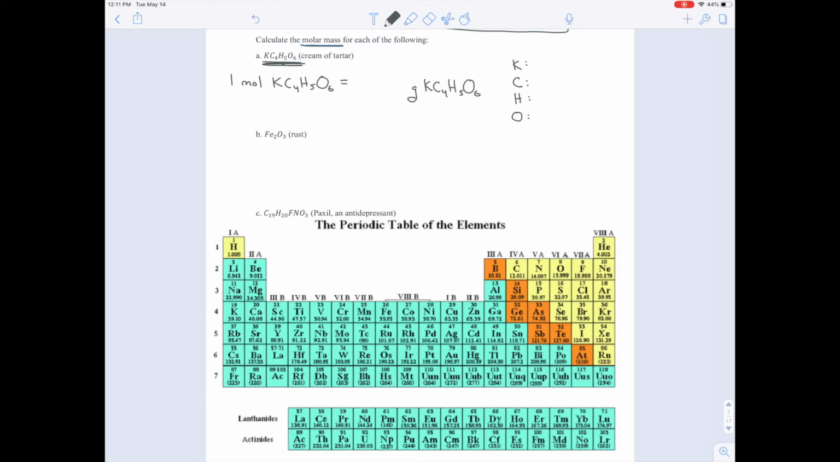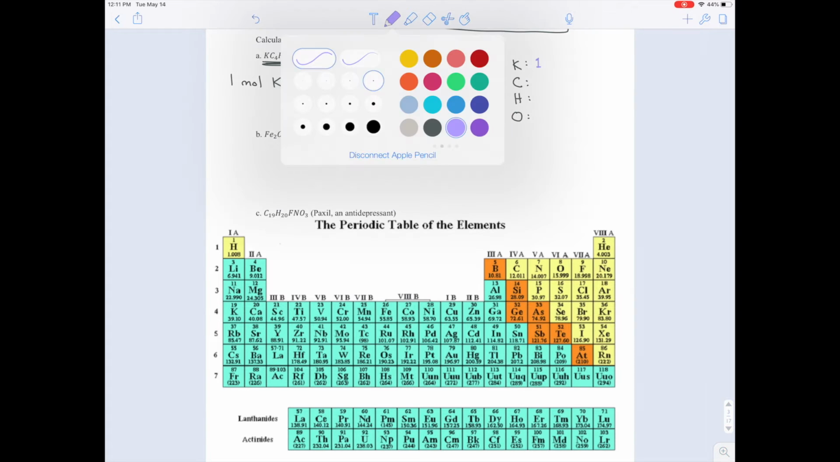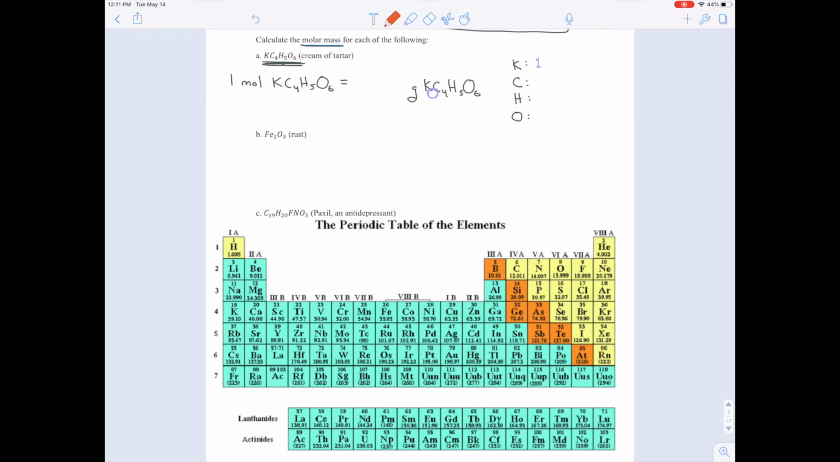So first, how many potassiums do we have? There's no subscript, so that means that we have 1 potassium. Then what's the mass of each potassium? We'd go to the box on the periodic table that has potassium, sort of on the right side, and we see that the mass there is around 39.